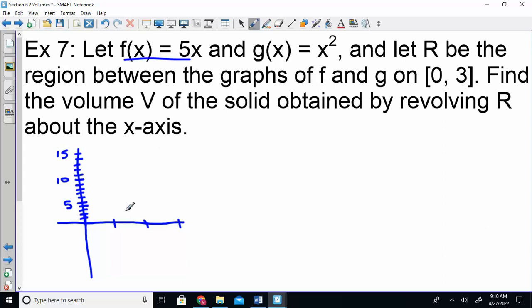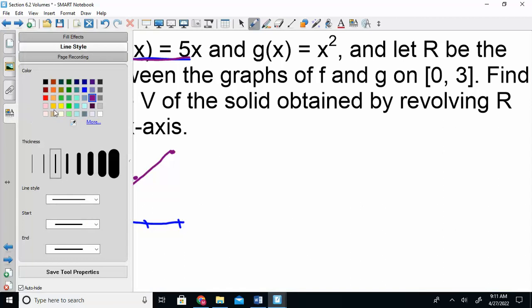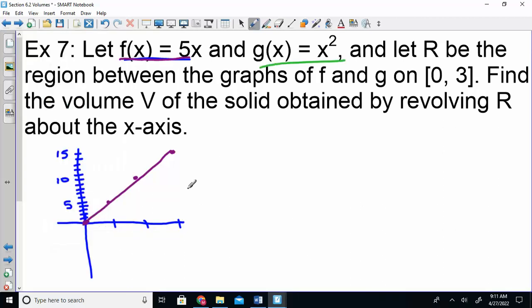Okay, so f of x equals 5x. So 5 times 0 is 0, 5 times 1 is 5, 5 times 2 is 10, 5 times 3 is 15. So we're just getting a line for that part. g of x equals x squared. So 0 squared is 0, 1 squared is 1, 2 squared is 4, 3 squared is 9.